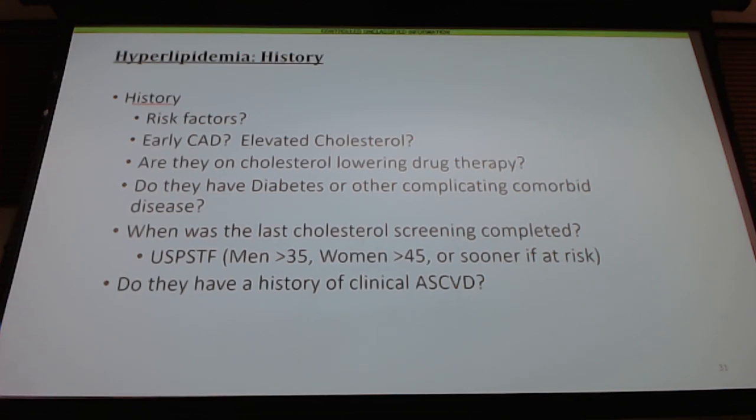So in your history, yes, you're going to be doing the things we talked about, but what's interesting also is the USPSTF does have recommendations for cholesterol screenings. So usually they say for average risk folks, if you're a male, 35 is when you're testing, and women it's 45. If there are risk factors for it, then you're going to be testing earlier.